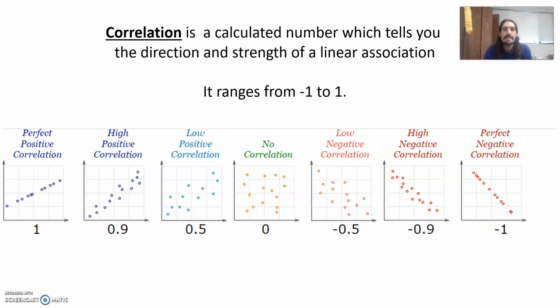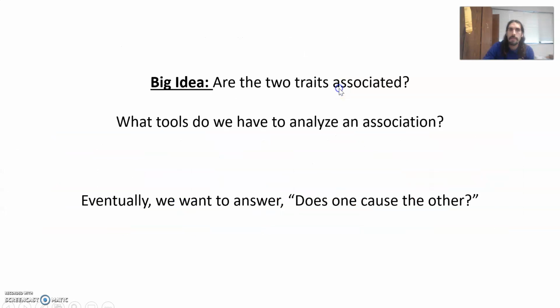We pretty much just let technology do it for us. But the idea is that number tells you not only is it a positive or negative association, but it also tells you how strong that correlation is. Our ideal is to get closer and closer to 1, because that means we've got a more clearly defined relationship between our two data points.